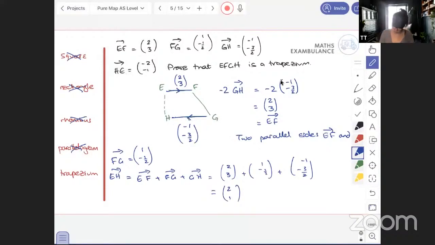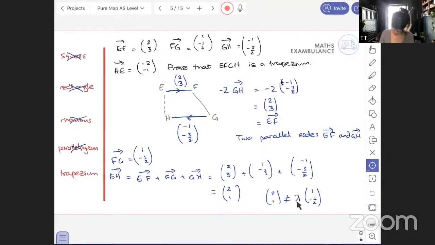Right. 2, 1 is not equal to any amount of 1 minus a half. No way. Because for the top to work, I'd have to have lambda is 2. If that lambda is 2, then the top is 2. Cool, that matches. But if this is 2, then the bottom is -1, which doesn't match. And if I make the lambda work for the bottom, so that would be timesing this by -2, then the top doesn't work. So there is no lambda.